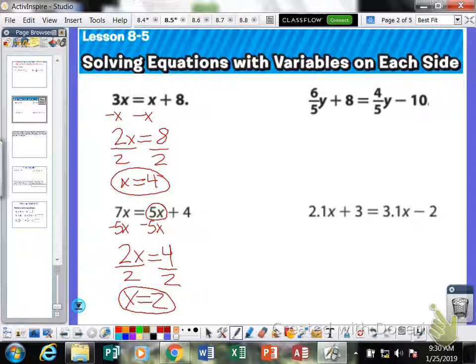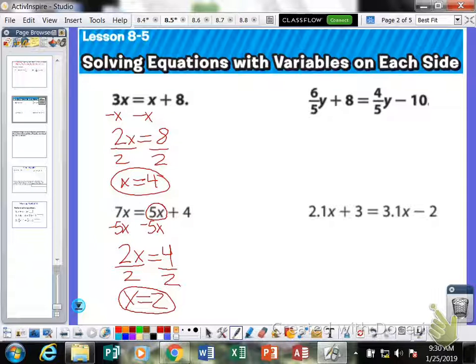For our next one here, we have 6/5y plus 8 equals 4/5y minus 10. So we have two terms with variables, 6/5y and 4/5y, and then we have two constants, a positive 8 and a negative 10.